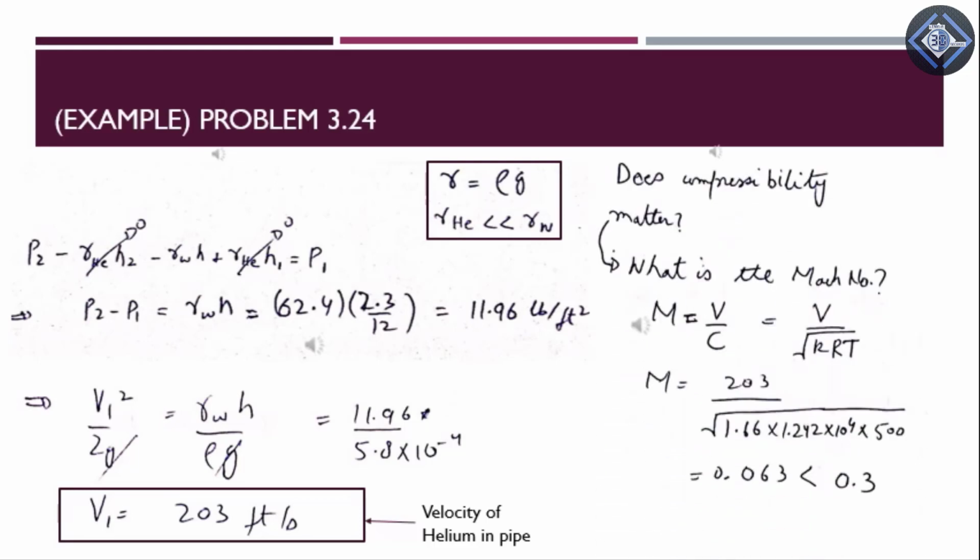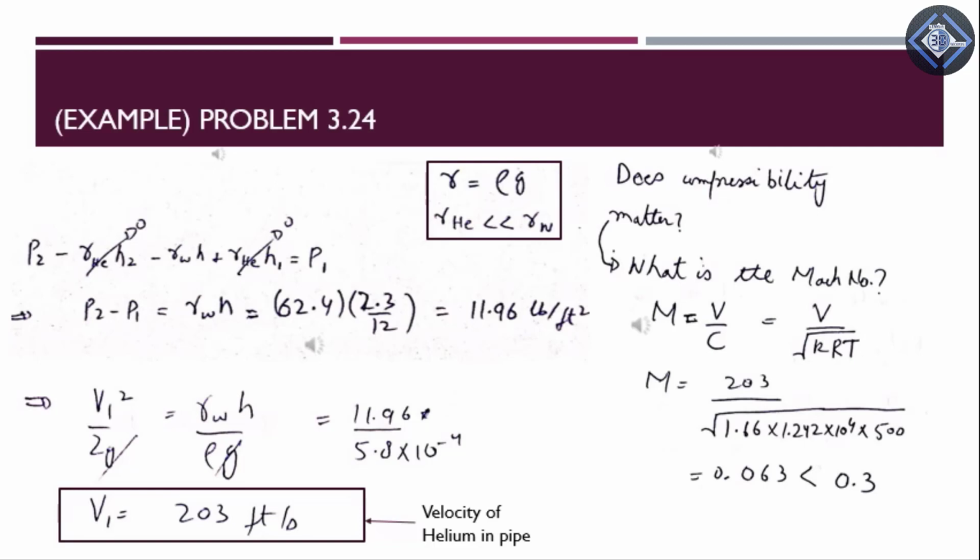Now the question is whether we can assume this flow to be incompressible or not, or whether compressibility matters or not. To answer this question, we need to ask ourselves another question: what is the Mach number of the flow? Mach number is a ratio of two velocities, where v is the local velocity and c is the local speed of sound. We already know the local velocity of helium v, that is 203 feet per second. We need to calculate the local speed of sound c.